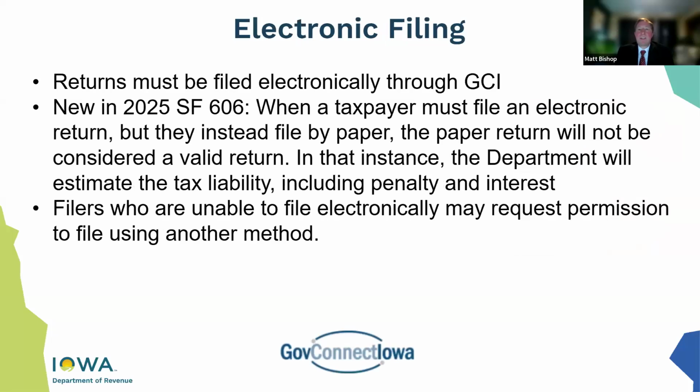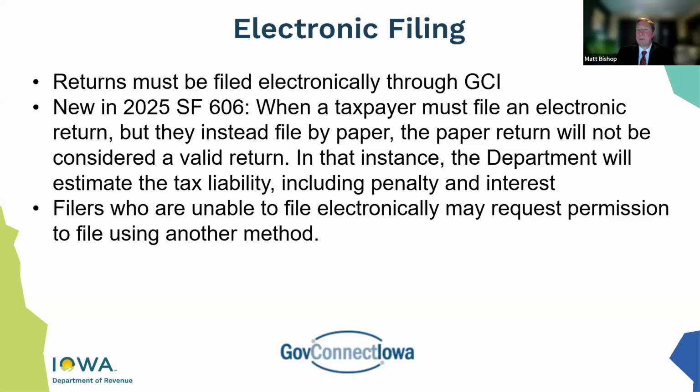New this year is an electronic filing penalty. For a couple of years now, all returns are required to be filed electronically through GovConnect Iowa, GCI. Starting July, there's going to be a new penalty associated with that. We cannot accept returns that are filed by paper beginning in July, so you will need to file those returns electronically through GCI.